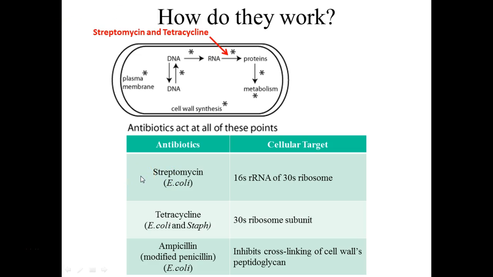Streptomycin, skipping ahead to, and tetracycline, both interfere with the ribosomes. Again, that's going to do protein synthesis. In this case, they specifically tell you, right, it binds to the 30S ribosome. This one specifically to the 16S ribosomal RNA of the small 30S ribosome, right? So specifically where it's binding to that actual ribosome and interfering with protein synthesis.